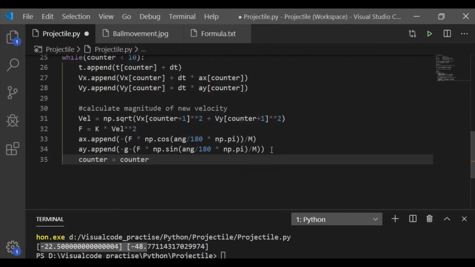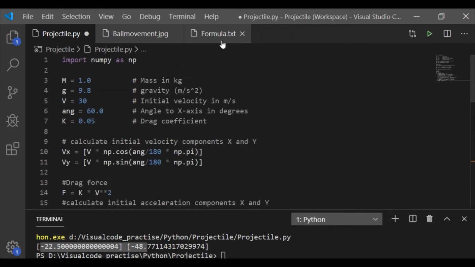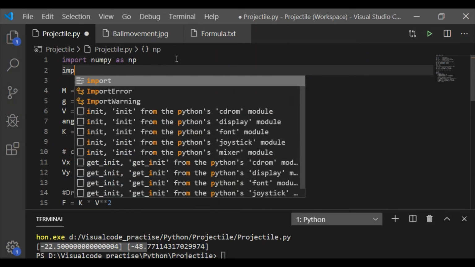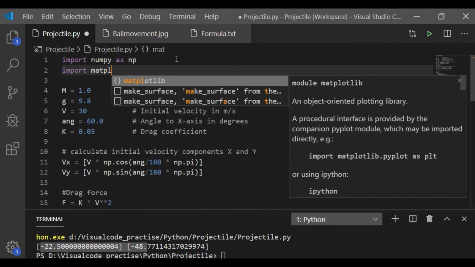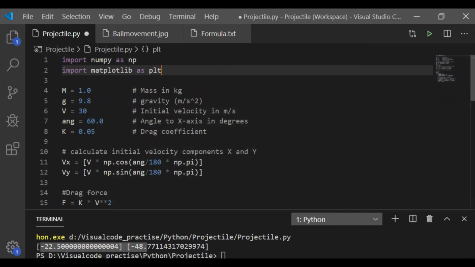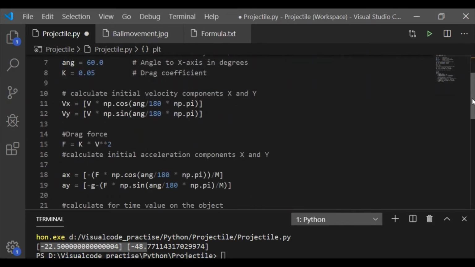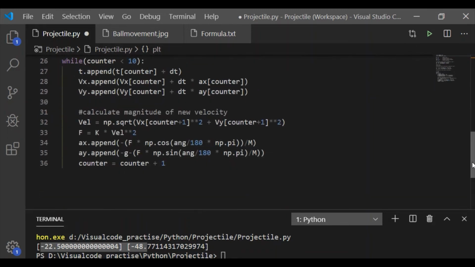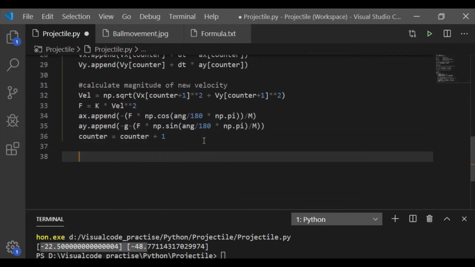So it's a cycle. As there is an acceleration, there is a change in velocity. As there is change in velocity, the magnitude changes and the drag force changes. Again, the acceleration components are calculated. This continues until the ball hits the ground. So let us plot this. For that, I will import matplotlib as plt so that we can see the variation of velocity along the x-axis plotted against time.